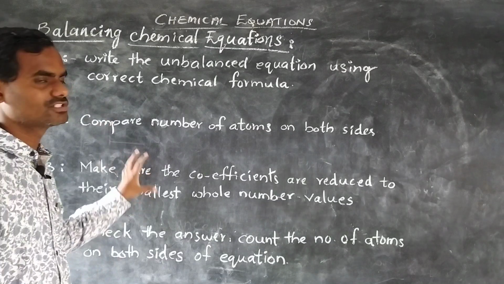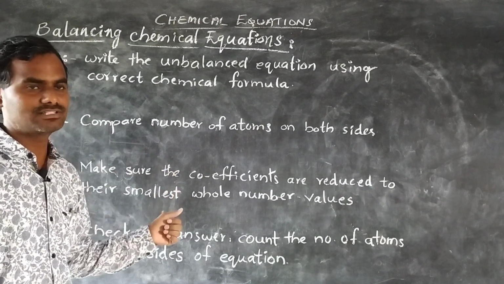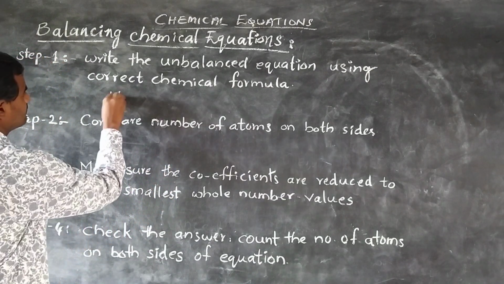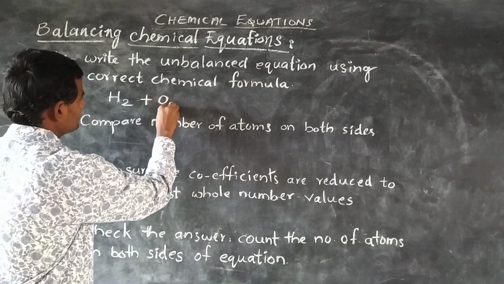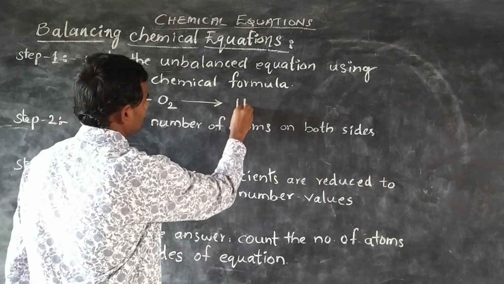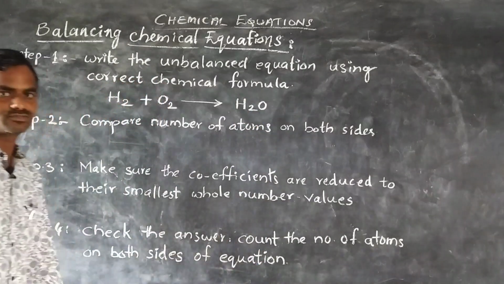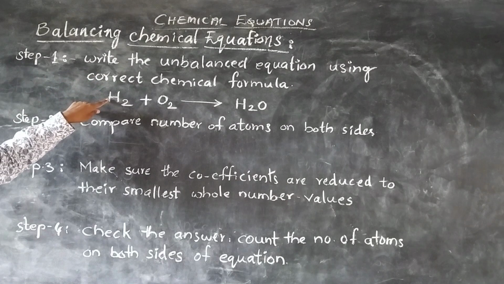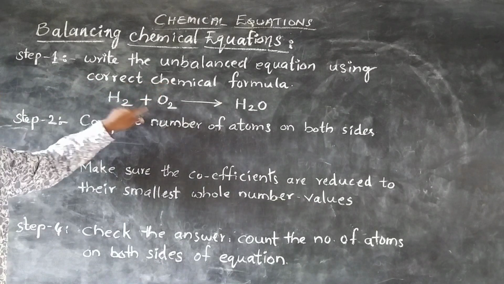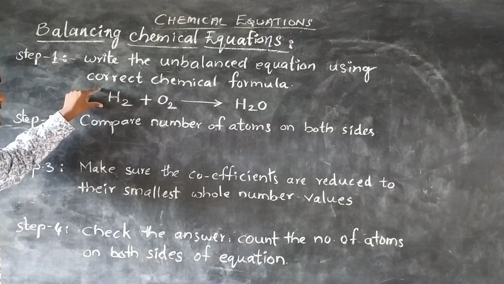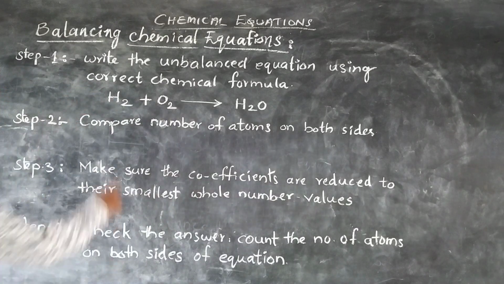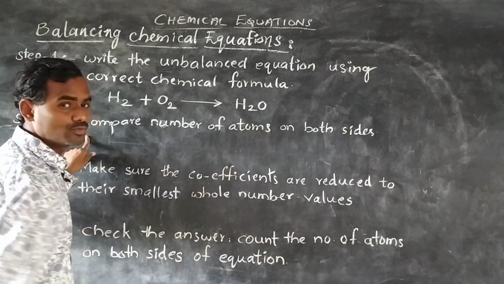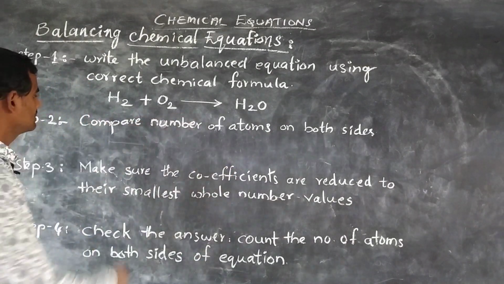So based on these 4 steps, we will see some examples of how we balance a chemical equation. In the first one, when hydrogen reacts with oxygen, it forms water. So this is the unbalanced equation using the correct chemical formulas. This is the first step. In the second step, compare the number of atoms on both sides.